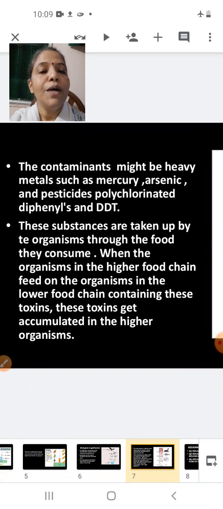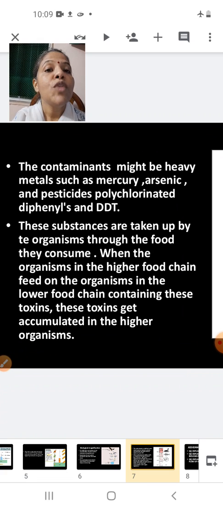Now, the contaminants which are there, as I told you, the toxic substances might be heavy metals such as mercury, arsenic, and pesticides, polychlorinated biphenyls and DDT. These substances are taken up by the organism through the food they consume. When the organism in the higher food chain feeds on the organism at the lower food chain containing these toxins, they get accumulated in the higher organisms, which we have seen.